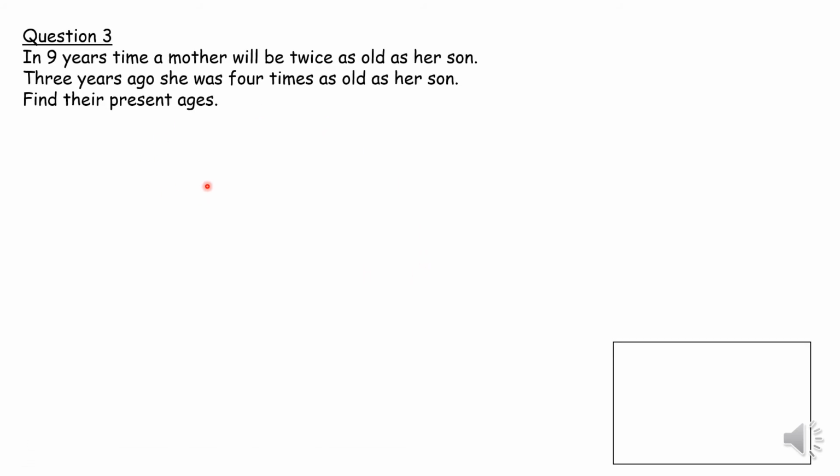Right, the third question here is, in 9 years' time, a mother will be twice as old as her son. 3 years ago, she was 4 times as old as her son. Find their present ages. Right, so let us use letters to represent the mother and the son. So I'm going to let the son be x and the mother be y.